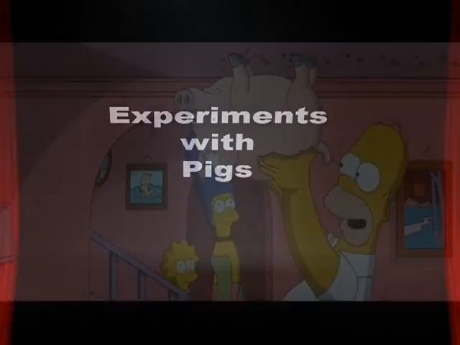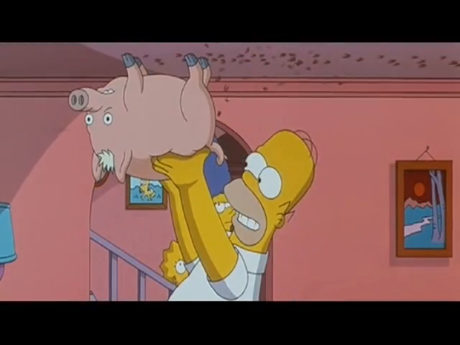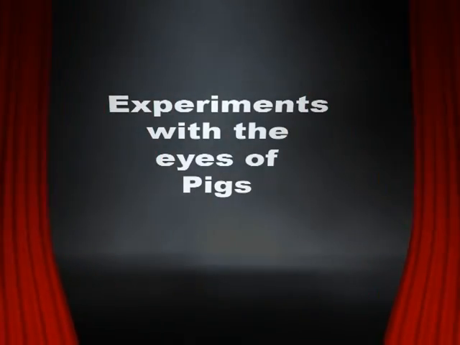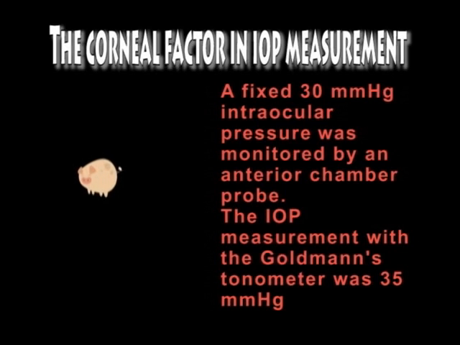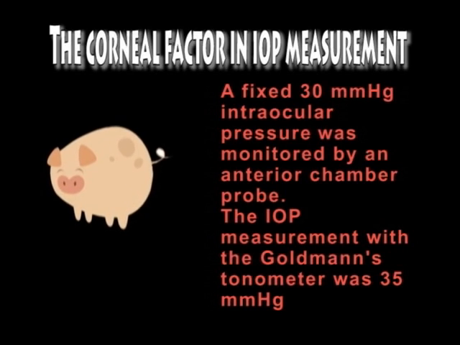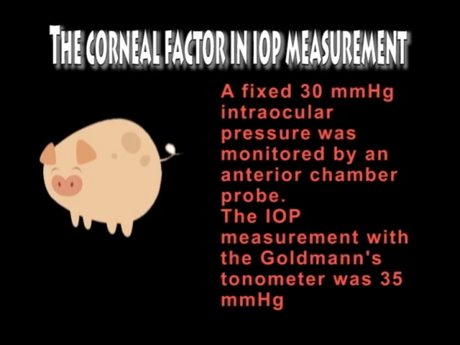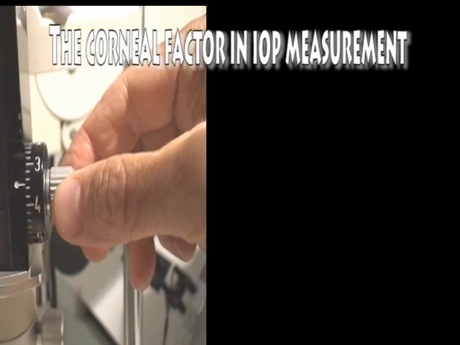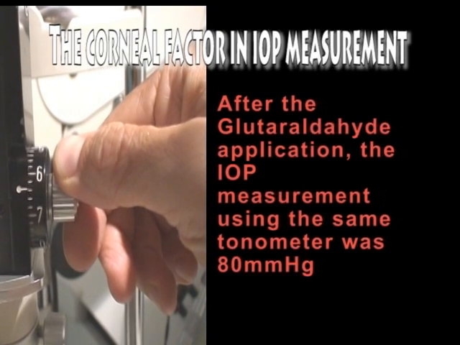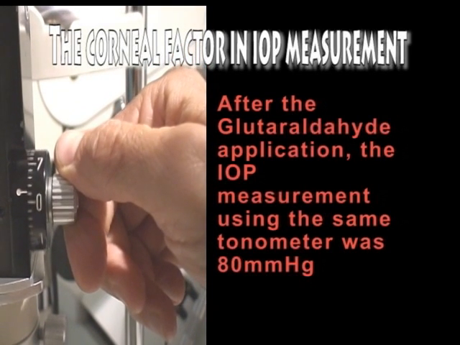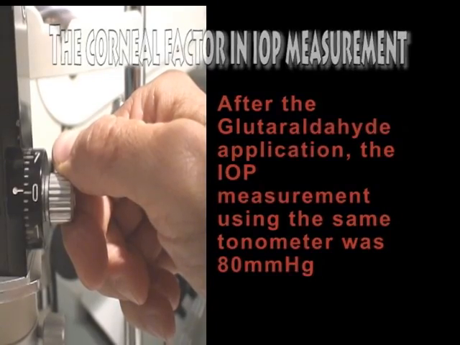Experiments with pigs. An experiment with the eyes of pigs. A fixed 30 millimeters of mercury intraocular pressure was monitored by an anterior chamber probe. The IOP measurement with the Goldmann tonometer was 35 millimeters of mercury. After the glutaraldehyde application, the IOP measurement using the same tonometer was 80 millimeters of mercury.